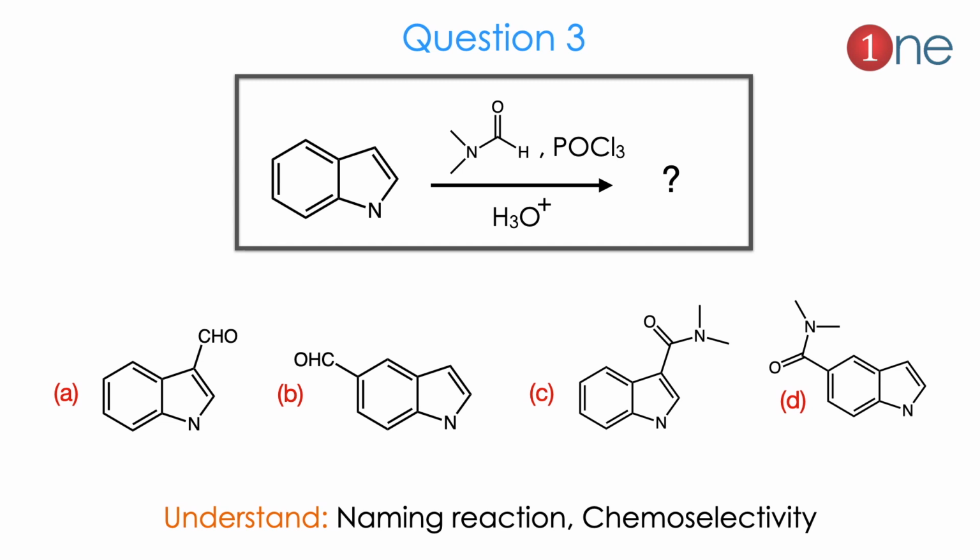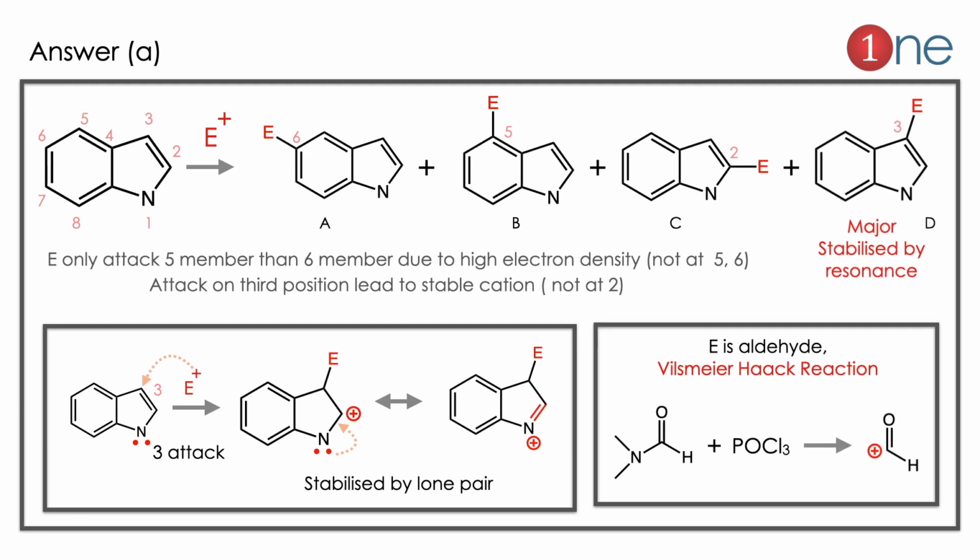Then question number 3, the starting material is indole and the reagents are dimethyl formamide and POCl3, then acidic water. So they ask you to guess the product. Mostly the product is an aldehyde where the aldehyde is attached, or it is the amide where the amide is attached. Here you have to guess one named reaction as well as chemoselectivity. Chemoselectivity means where the carbonyl group forms.